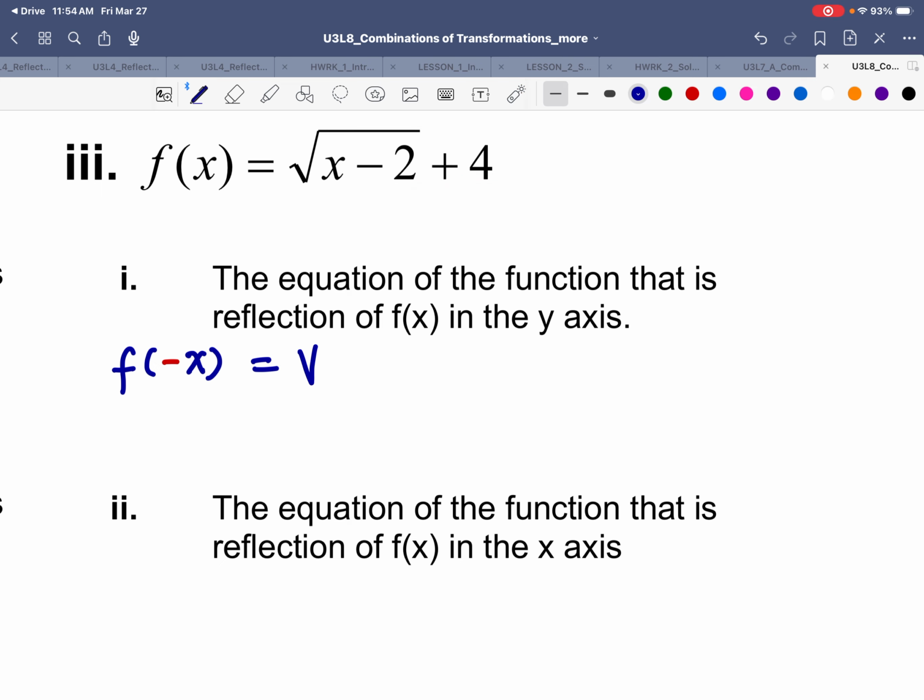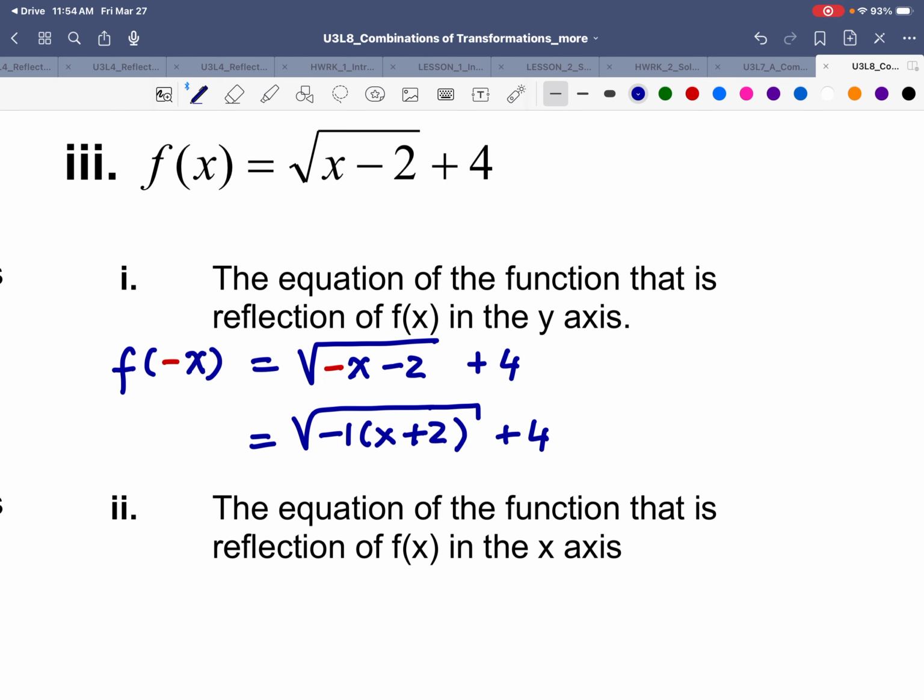So now we have the square root of, I see x, that will become a negative x and then minus 2 plus 4. So if you want to write this with a factored coefficient k, which is what we normally do before we start graphing a function, then we can take that out and we'll have negative 1 times x plus 2 and then plus 4.